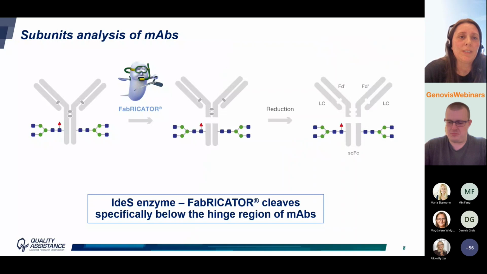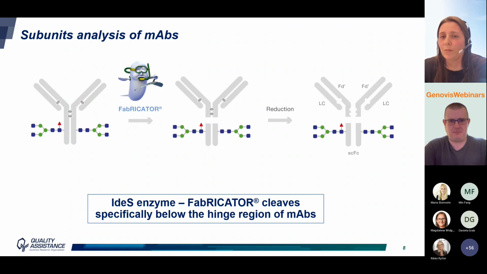First, to work on the subunit level of antibodies, we've used the Genovis enzyme called Fabricator. It's an IdeS enzyme. It's really specific. It cleaves only at one cleavage site below the hinge region. And the digestion only takes 30 minutes to 1 hour. So this is also quite fast. And so with this IdeS enzyme, with the Fabricator, we obtain two species, the Fab region, which is roughly 95 kilodalton, and the Fc region, which is 25 kilodalton.